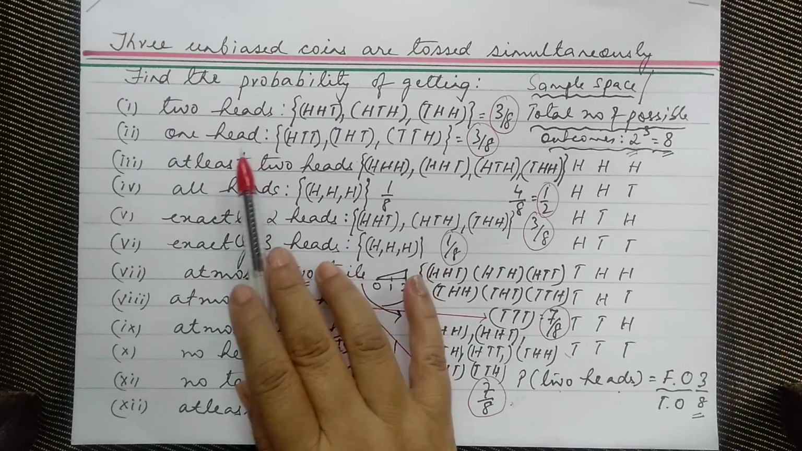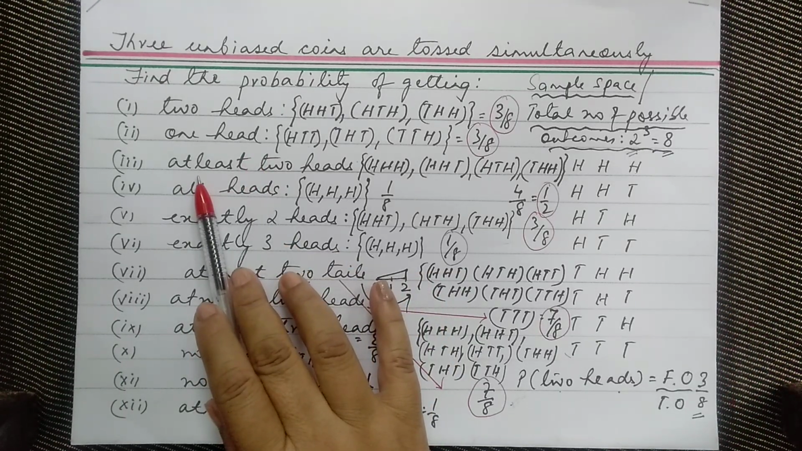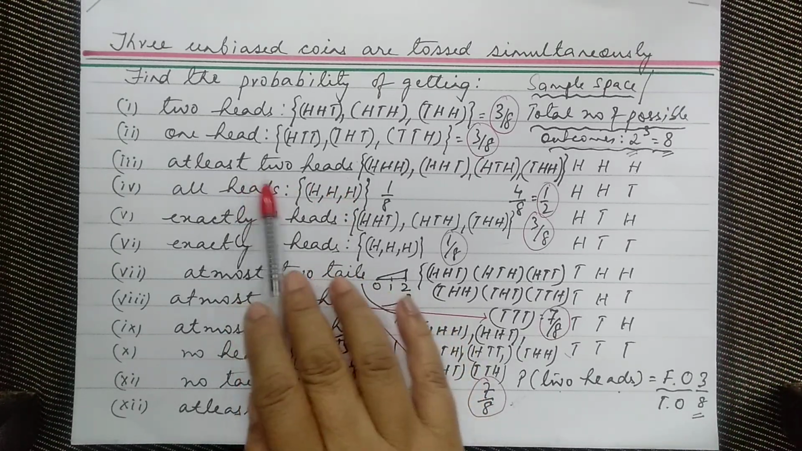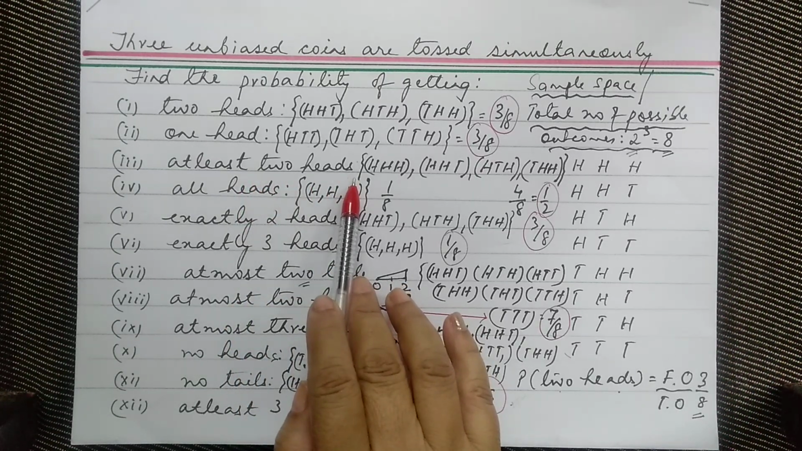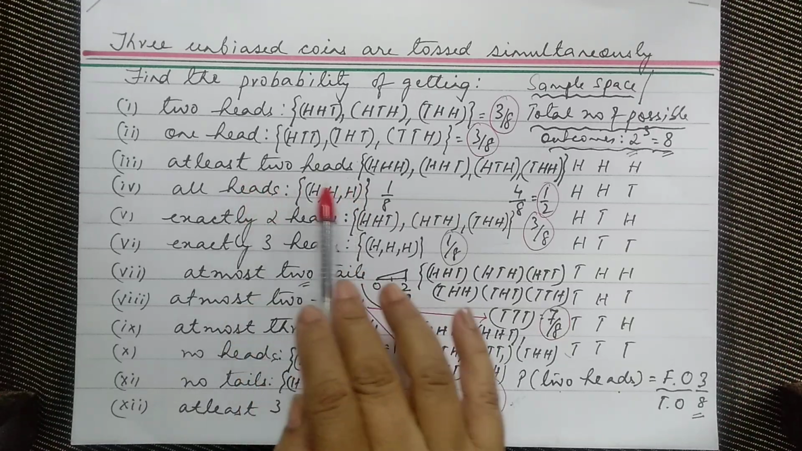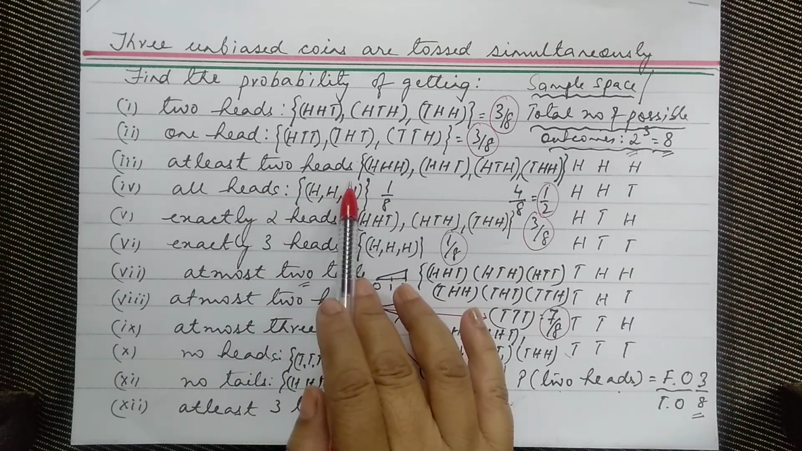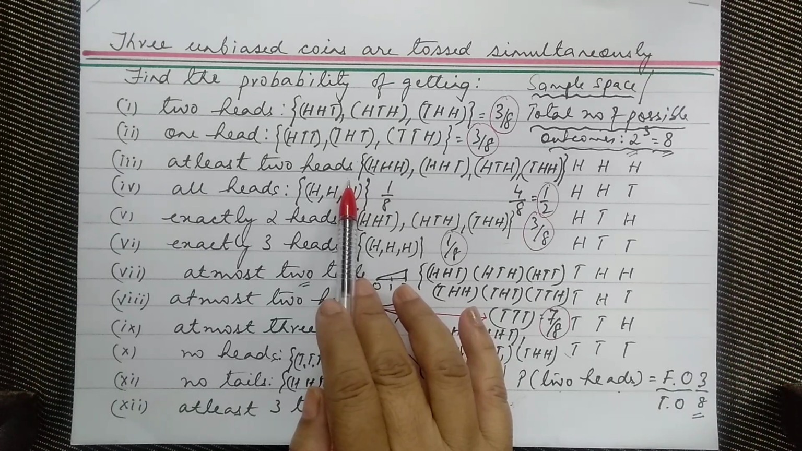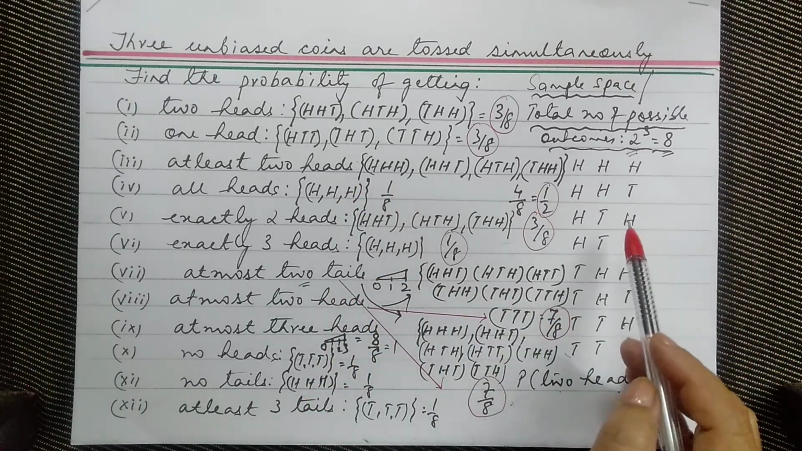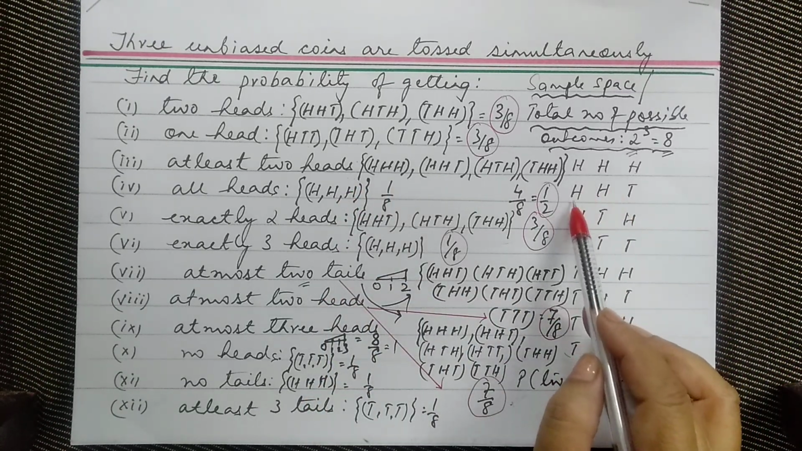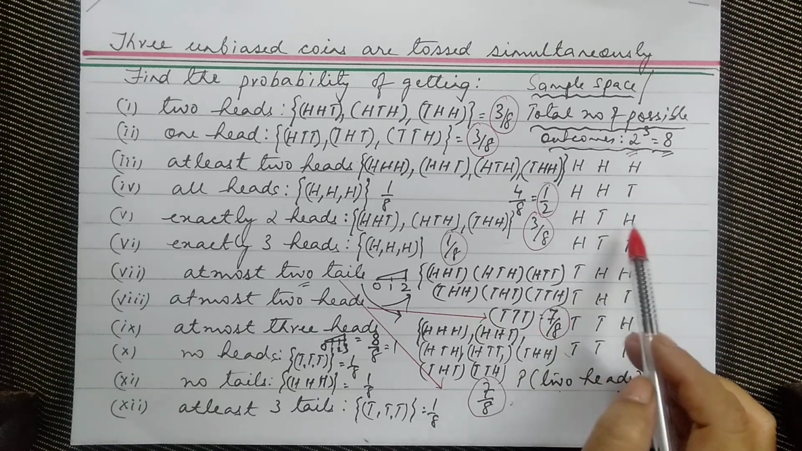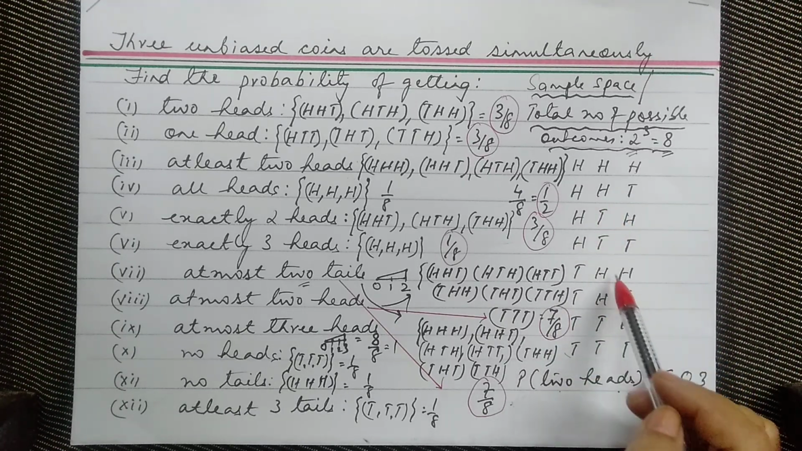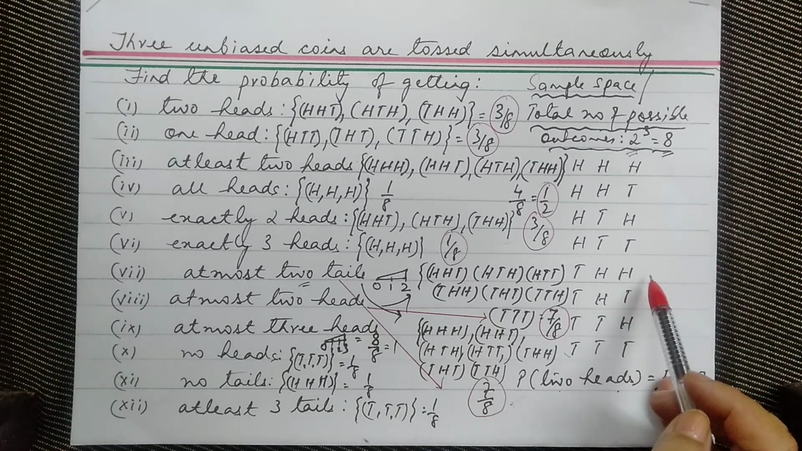Alright? Now pushing on to the third one. At least 2 heads. At least 2 heads means, what are they trying to achieve? They are trying to say that I'll be happy if I got 2 heads. Okay? So I'll be happy if I got 2 heads. I can get 2 heads here, from here, I can get over here. It's already there. So these are not questionable. This is also not questionable.